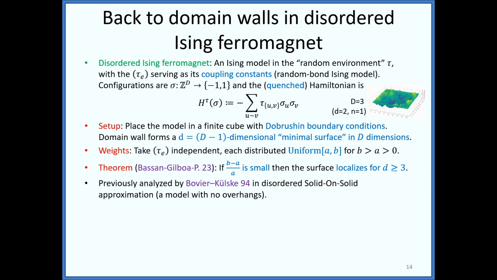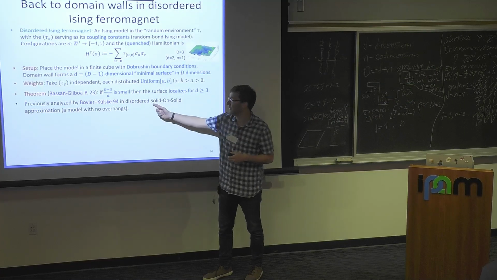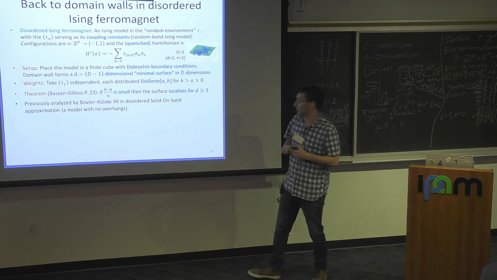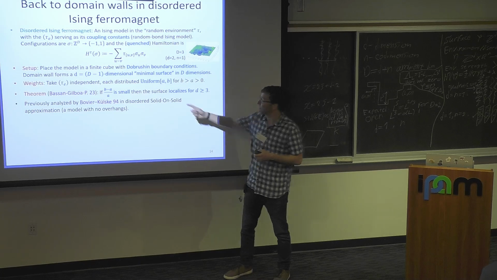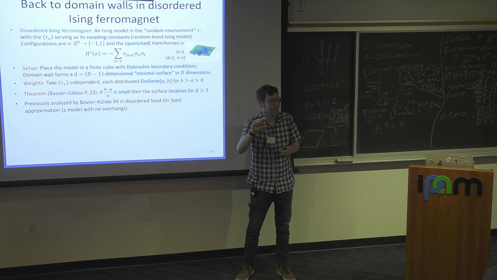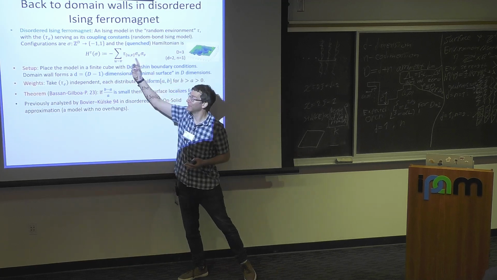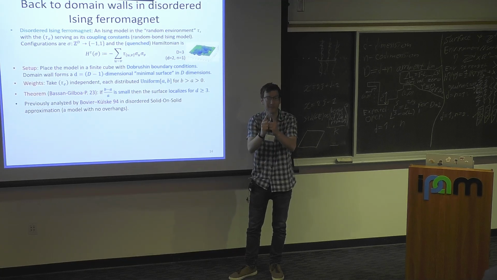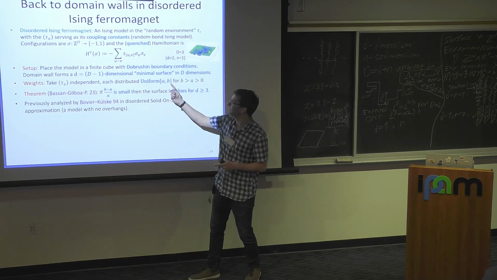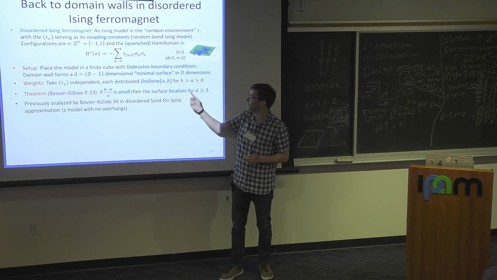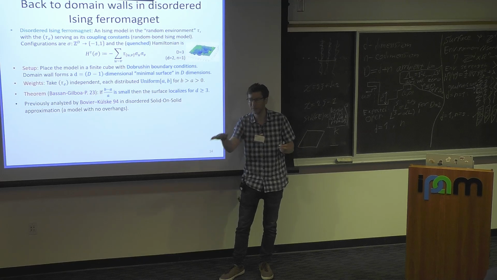That's an interesting fact. So we proved with Michal Bassan and Shoni Gilboa, and there was a previous analysis by Bovier and Kotecký in the so-called solid-on-solid approximation, but we did it with overhangs, which turned out to be much harder. We proved that if you have, recall that there is a disordered distribution on edges, the coefficient of the Ising, that's a random number on the edges. If that disordered distribution is concentrated, so for instance, if it's uniform on [A, B] and (B minus A) over A is small, if it's very concentrated, then the surface localizes already for a 3-dimensional surface.